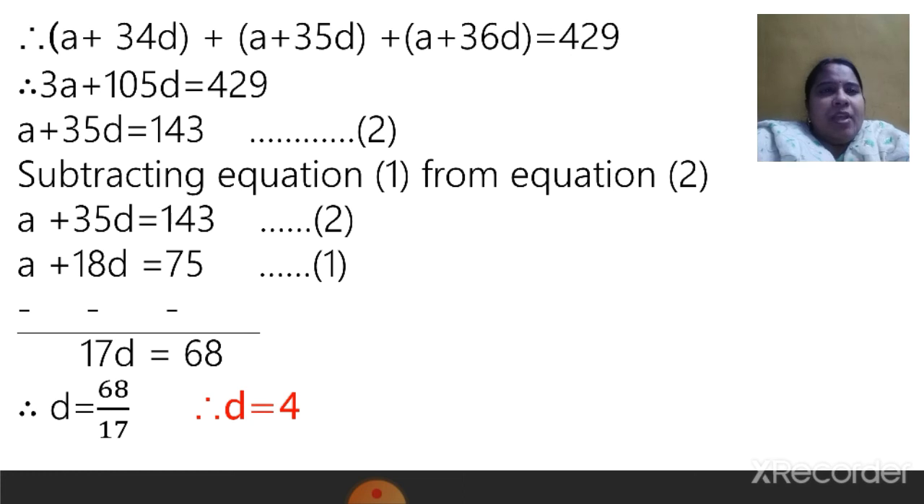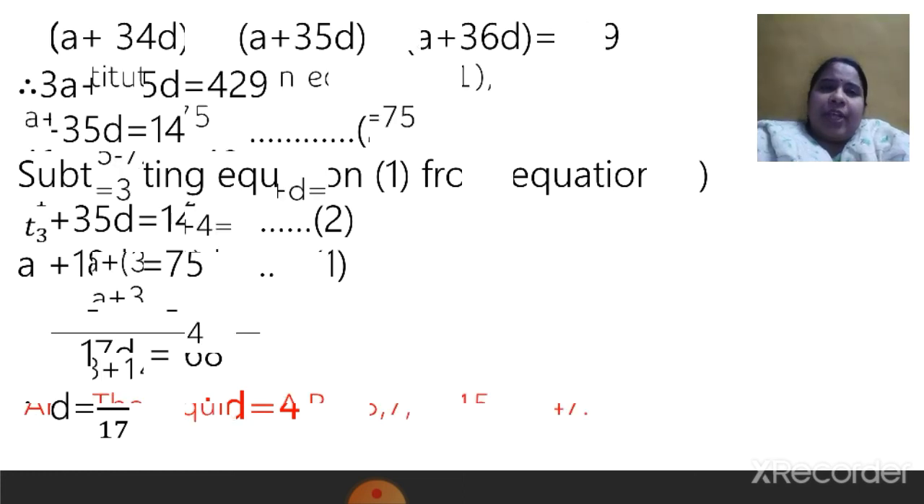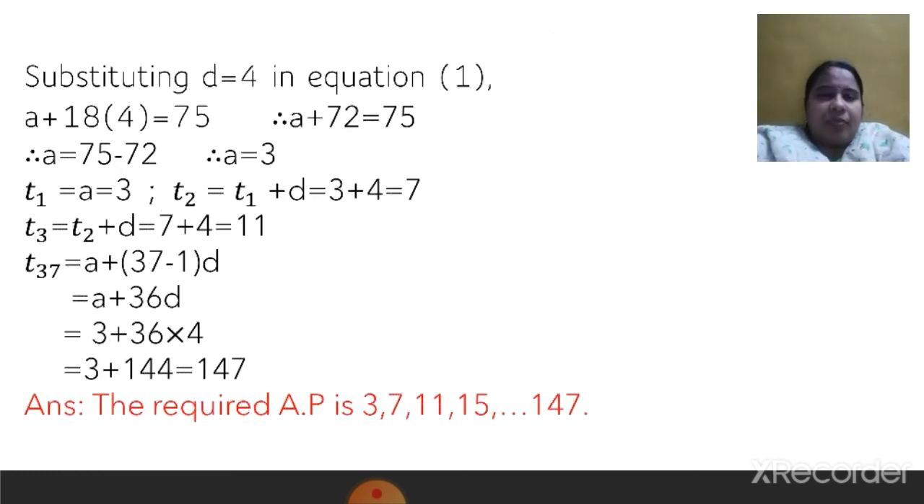Okay. Now what is left is to get the value of a. Substitute d as 4 in equation 1, or equation 2, wherever you find it easy. So you will get a plus 18d, d is 4. So a plus 18 into 4 is equal to 75, which can be simplified as a plus 72 is equal to 75. So from there a can be calculated as 75 minus 72. Therefore a is equal to 3.